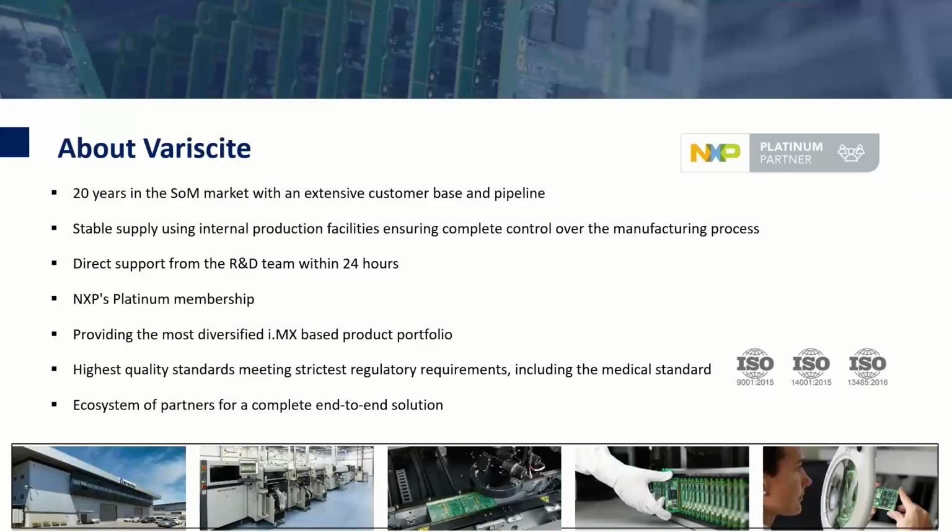Let's start with Variscite. Variscite has been in this market for 20 years. We have an extensive customer base, and we have a stable pipeline in an internal production facility that allows us to fully control the manufacturing process. We directly support all the customers through the R&D team, usually within 24 hours. We support the customer through the customer portal, through the wiki, and through direct contact when required. We are a platinum partner of NXP, so we have very early access to the new SoCs that NXP develops.